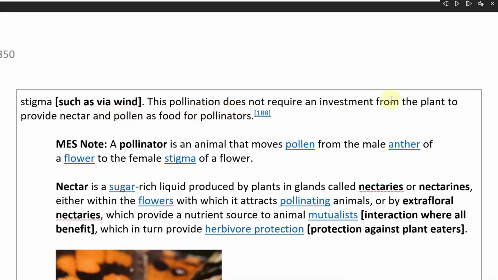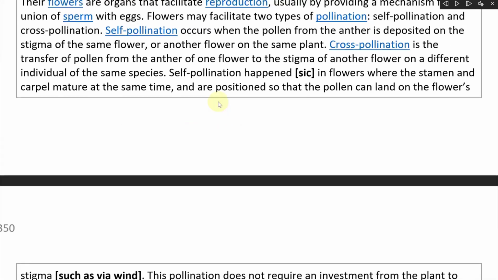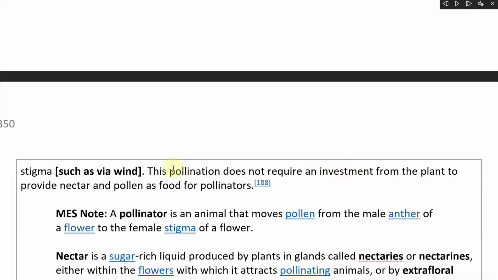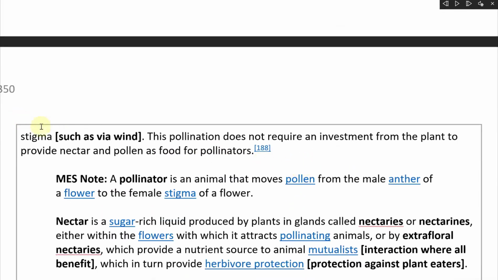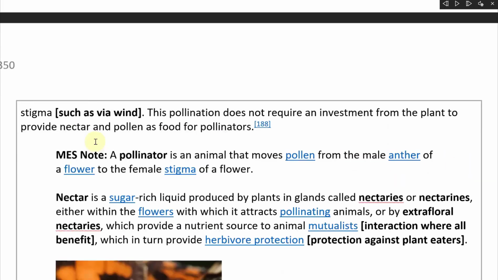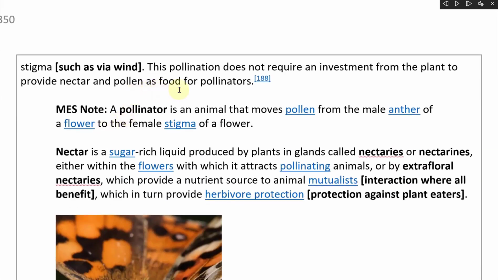This pollination does not require an investment from the plant to provide nectar and pollen as food for pollinators. Yeah, so this is self-pollination. It could just be the wind right on it to itself. So it does not need additional investment from the plant to provide nectar and pollen as food for pollinators.